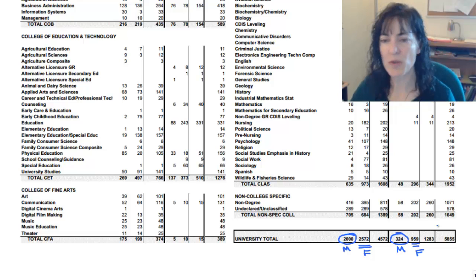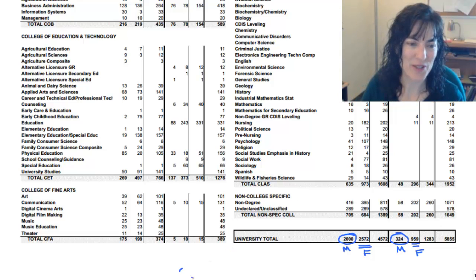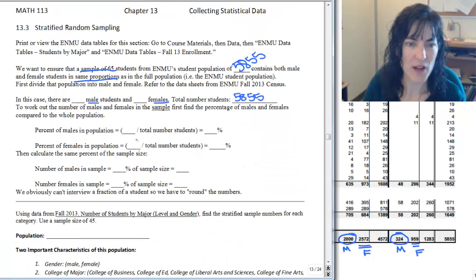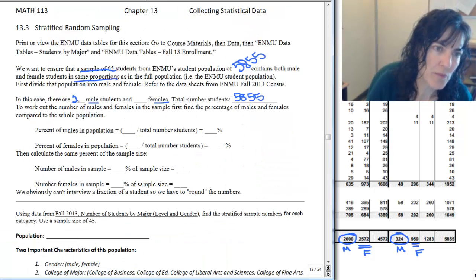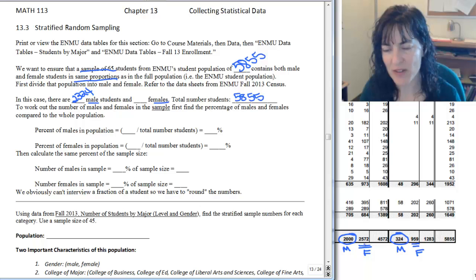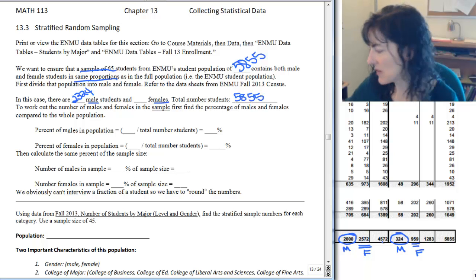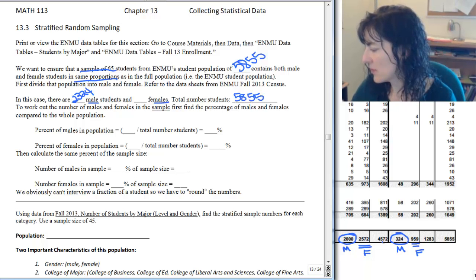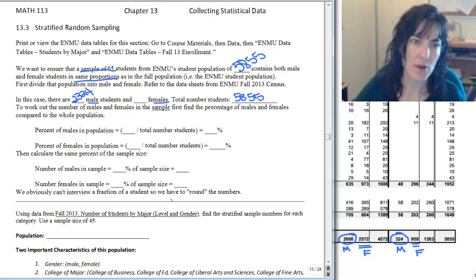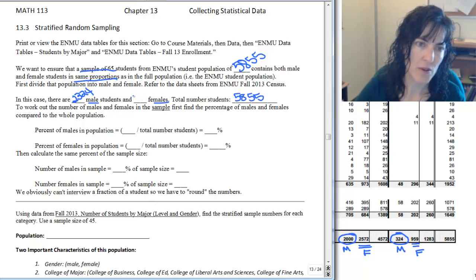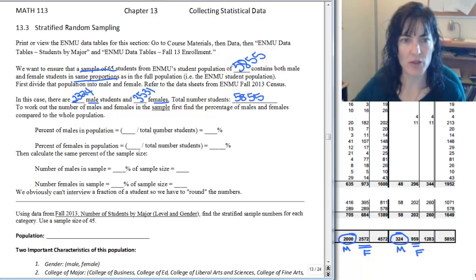So I'll just do the 2,000 plus 324, and that one I can do in my head. So I have 2,324 male students, and female, it looks like I can still see those. I have 2,572, so 2,572 plus 959, and so I get 3,531 females. So out of the total students, 5,855.